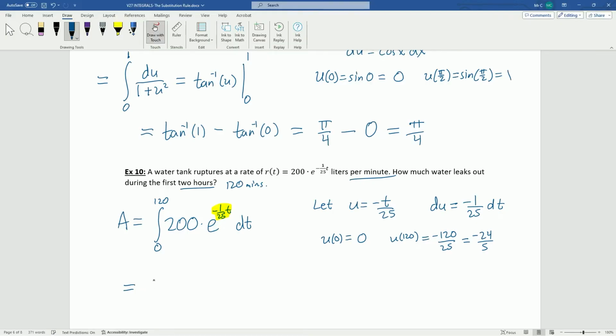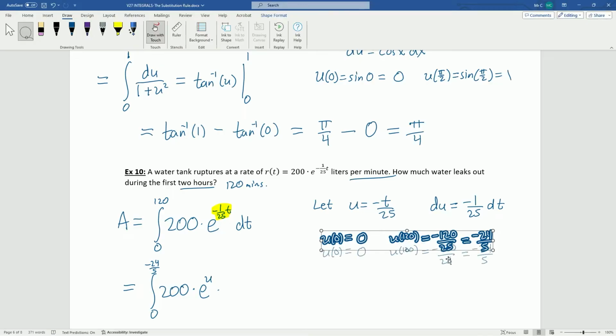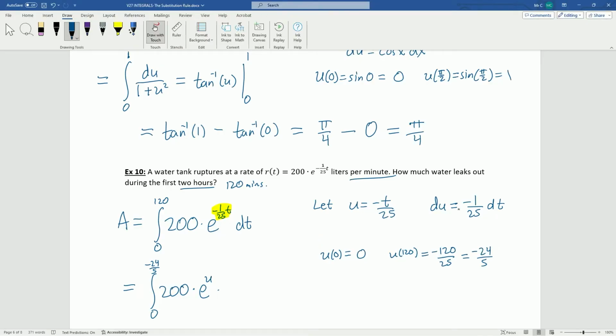So now our integral becomes the integral from 0 to negative 24 over 5 of 200 times e to the u times, and I should have rewritten dt here. So let me just move that a little bit. Multiply the 25 across, and multiply by negative 1 as well. This gives us negative 25 du equals dt. So let's replace dt with negative 25 du.